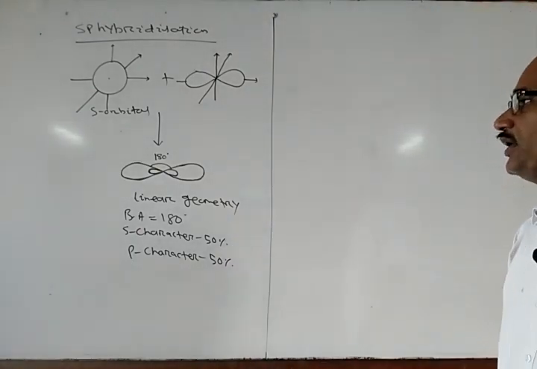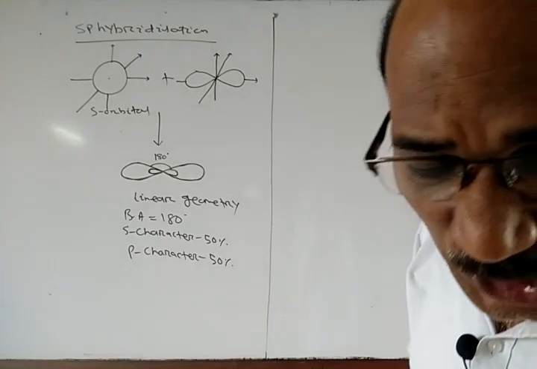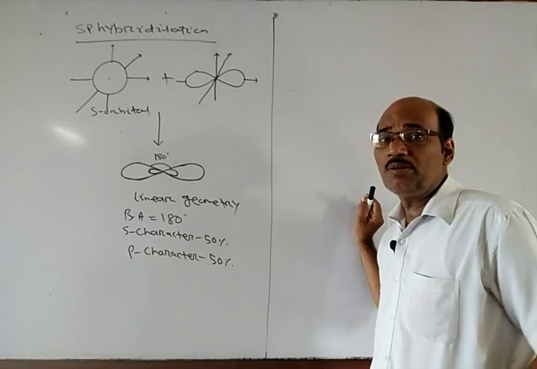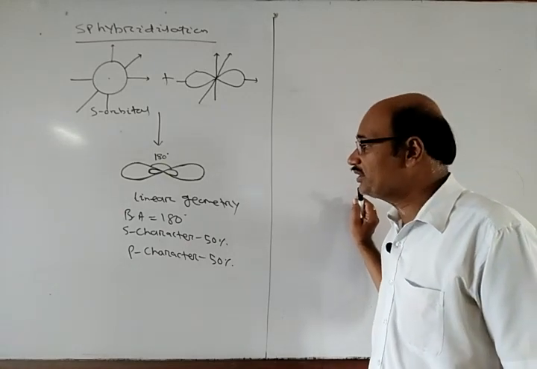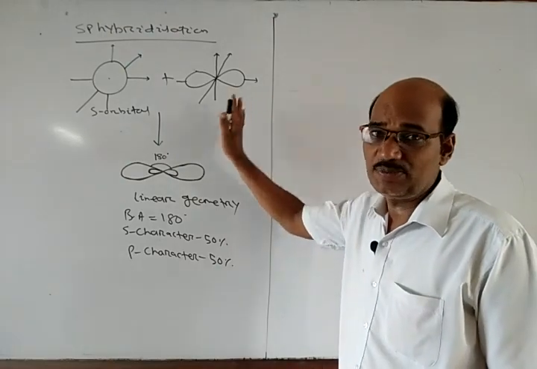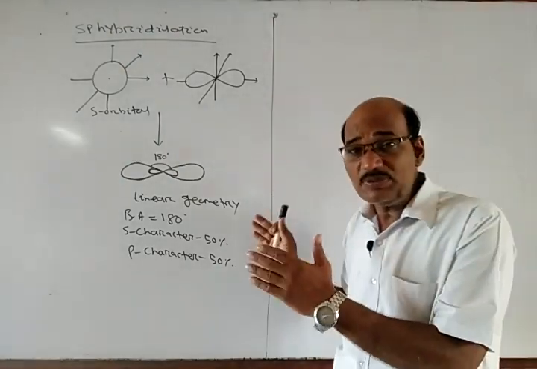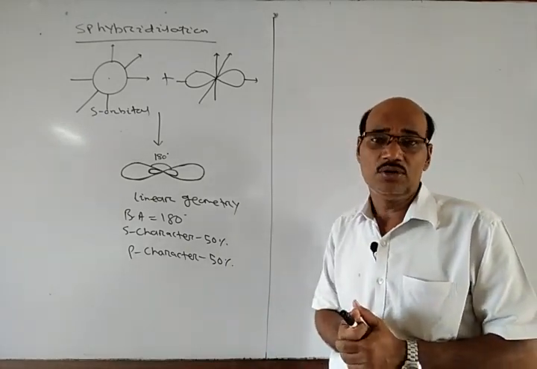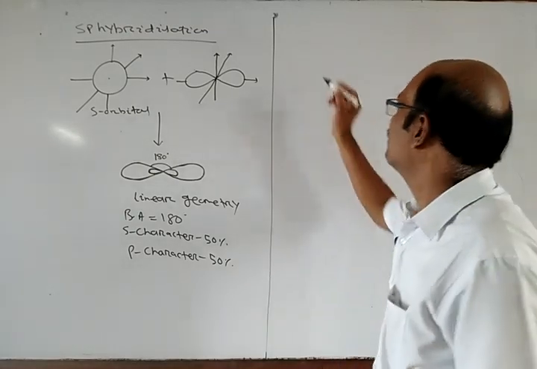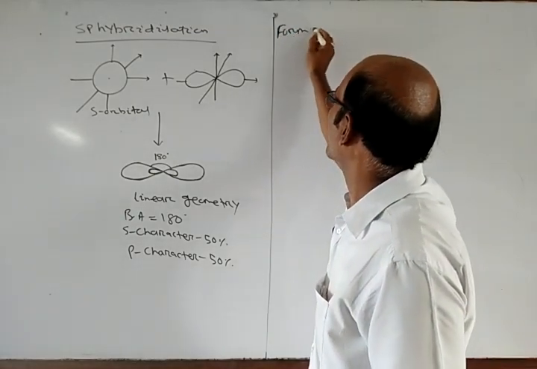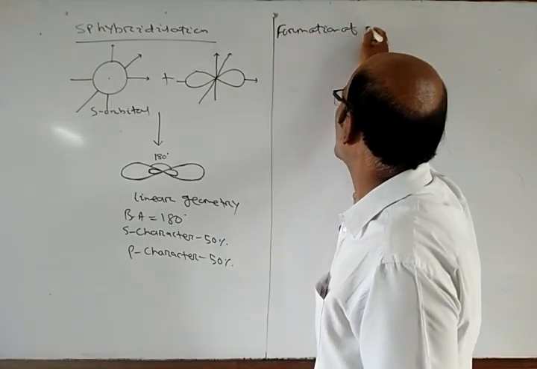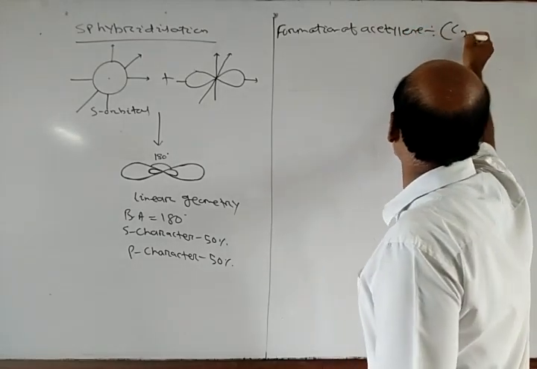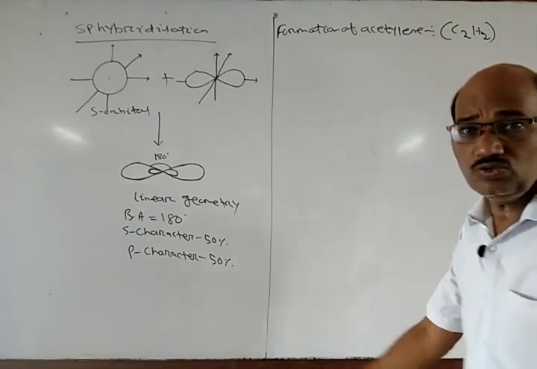Now, the type of hybridization where one s and one p orbital are intermixed to give two sp hybrid orbitals, forming a bond angle of 180 degrees and having a linear geometry, is called sp hybridization. Now this sp hybridization we can apply for the formation of the ethyne molecule, or acetylene molecule. See, formation of acetylene, C2H2.